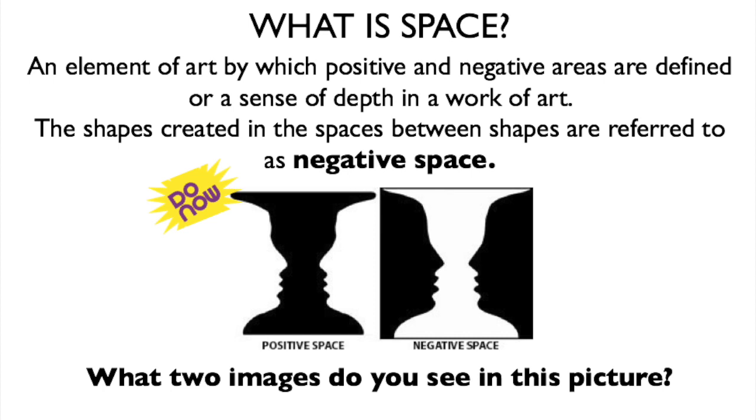There's an image here. What two images do you see within this picture? Let's have a closer look. The image on the left is exactly the same as the image on the right. However, the black on the image on the left looks like a vase, whereas the black on the image on the right looks like two people facing each other. Can you see that?